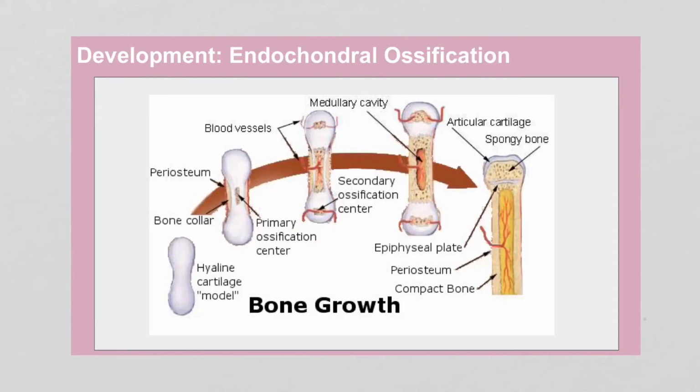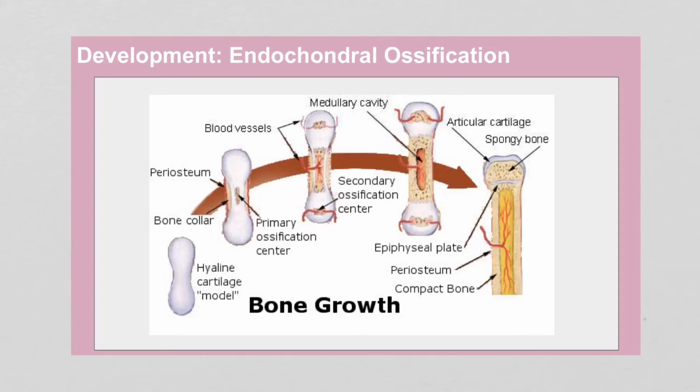We're next going to talk about bone development. Bone development happens in two different ways. The first way that we're going to discuss is endochondral ossification. Endo means within, chondral means cartilage, ossification means to harden into bone. So within cartilage hardens into bone.